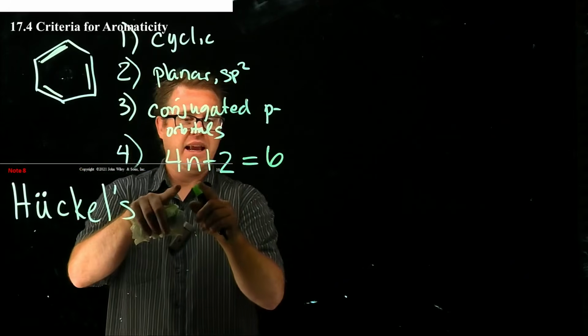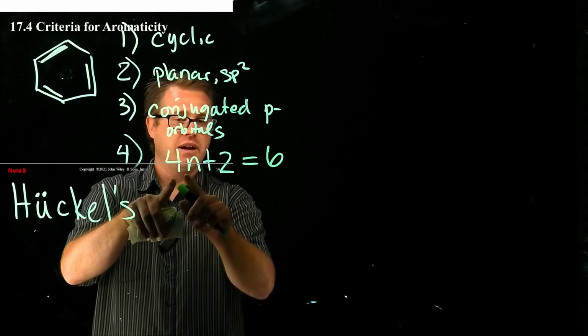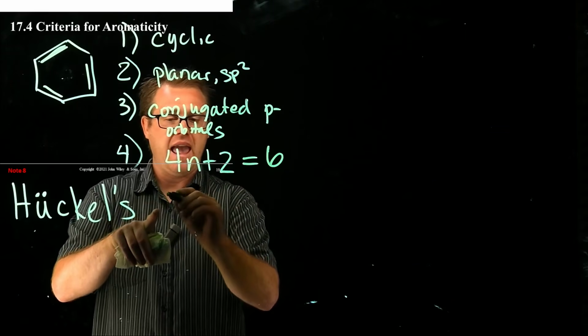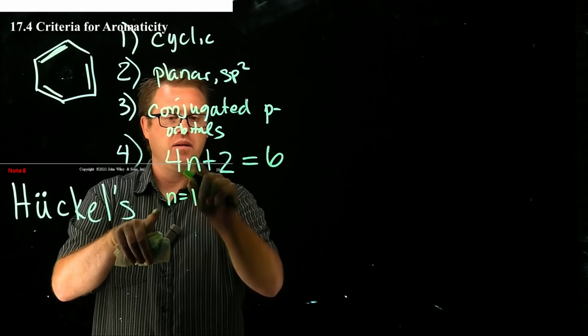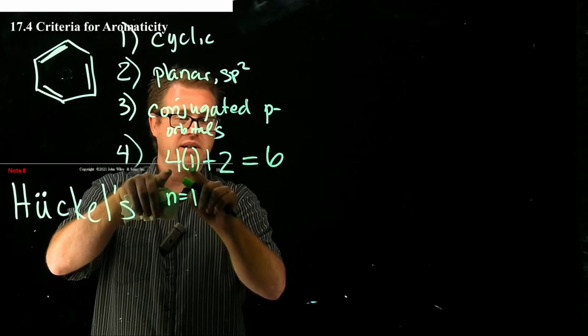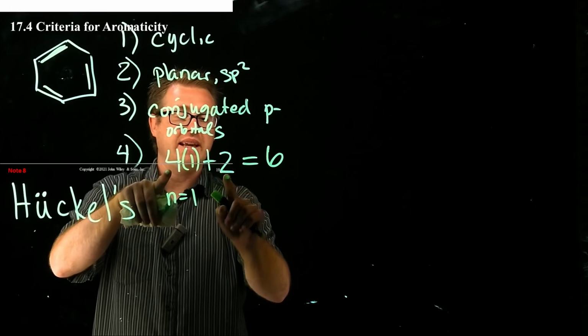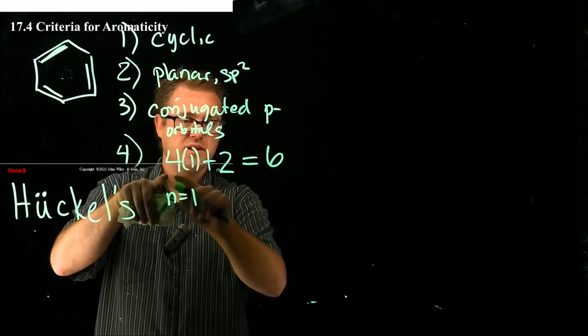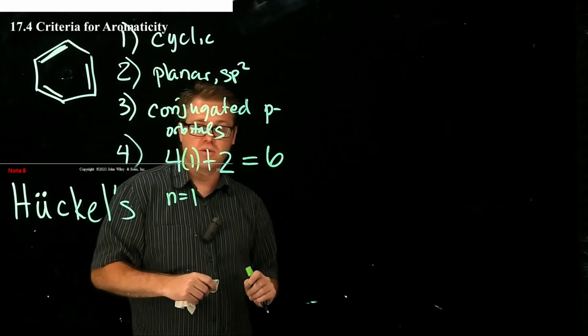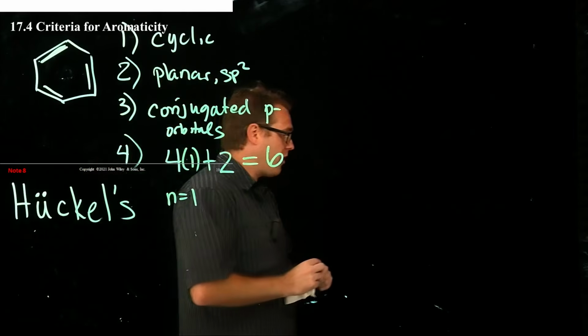Now, can I find a whole number integer that makes this equation true? If I take n equals 1 and plug it in here, 4 times 1 is 4, plus 2 is, in fact, 6. So 6 does equal 6. And so that satisfies Hückel's rule, making benzene aromatic.